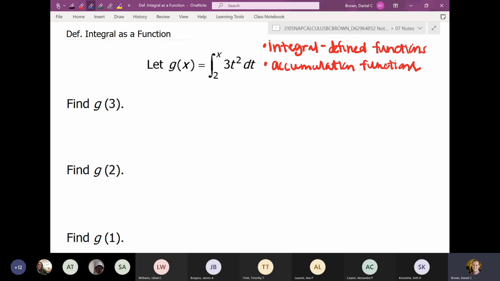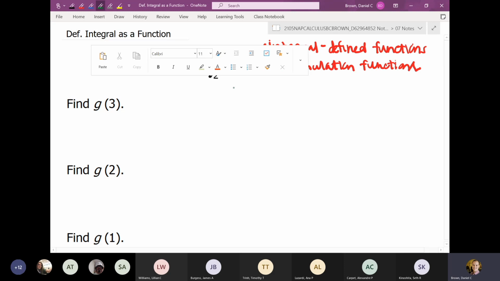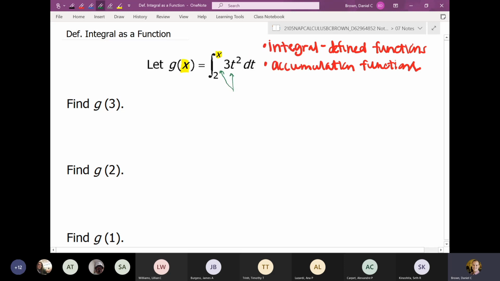So this is the function g of x. And we know that this g of x is the integral from 2 to x of some other function. So basically g is an integral, and the integral is another function. Just notation-wise, do notice that those are different variables. And that's how we're always going to write our integral defined functions, just to keep things separate.